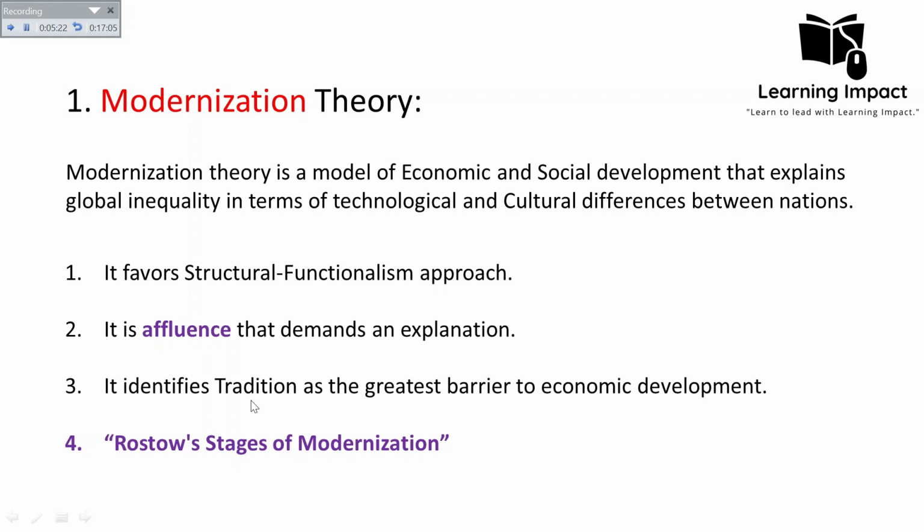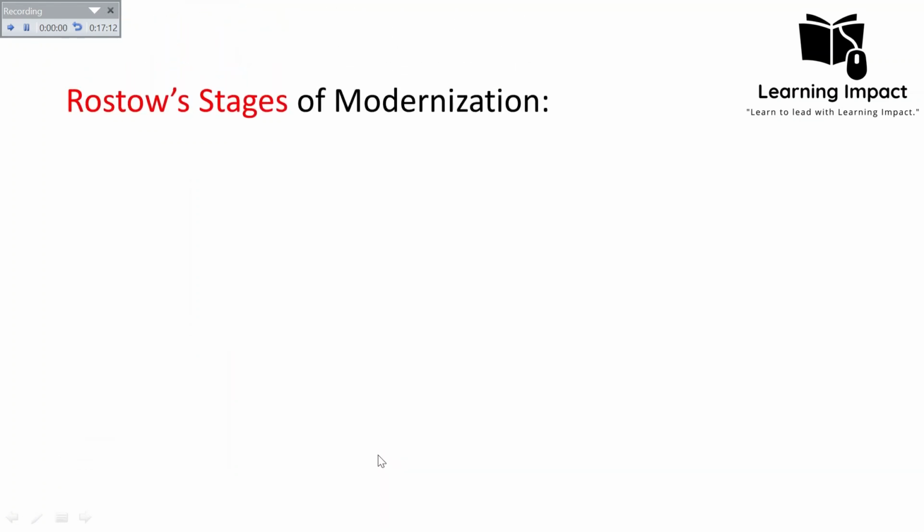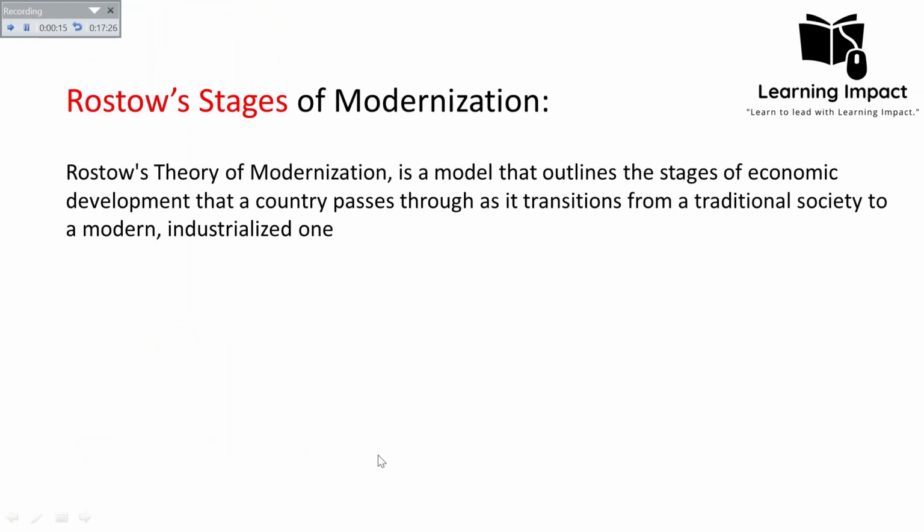Okay, so the Rostow stages of modernization is one of the theories which we will discuss in this modernization theory. The Rostow stages of modernization actually help us to understand how society passed from tradition to a modern lifestyle. The Rostow theory of modernization is a model that outlines the stages of economic development that a country passes through as it transitions from a traditional society to a more industrialized one.